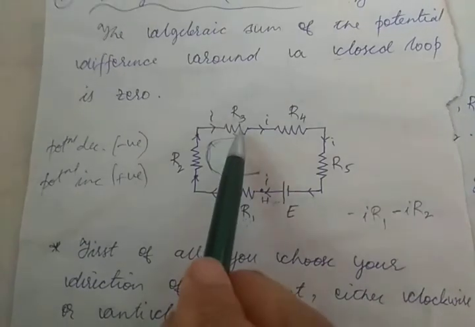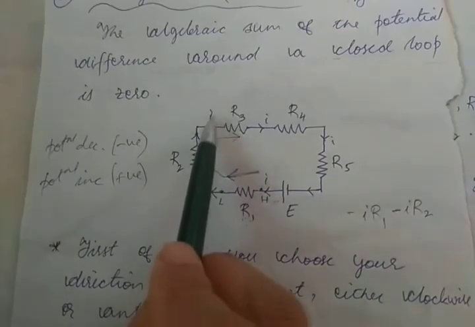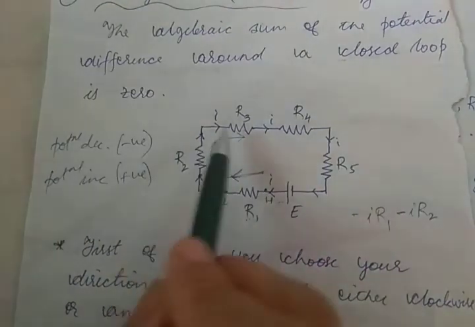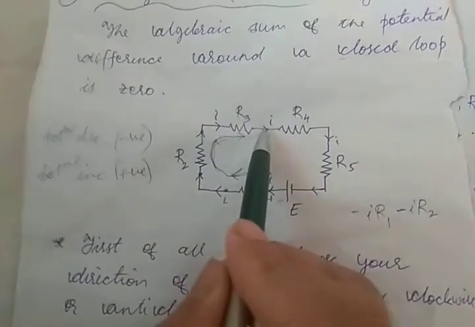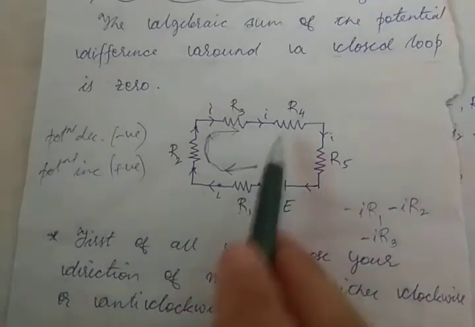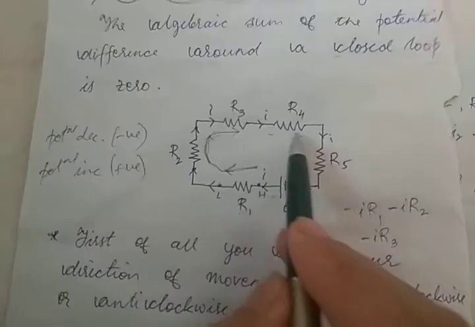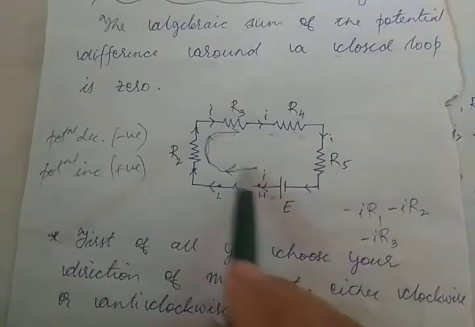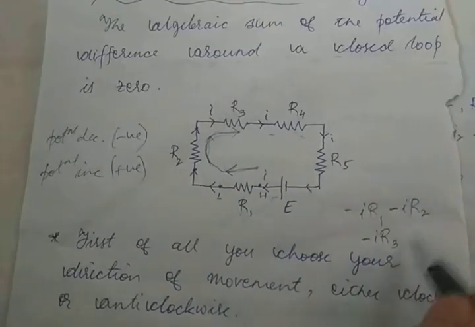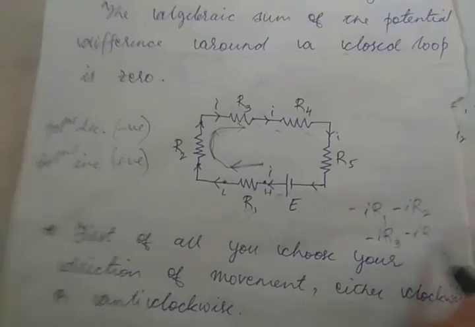Likewise, resistor R3, the current flowing still is I. We are moving in the clockwise direction, and we are again moving from higher potential to lower potential. So the potential difference across R3 will also be minus IR3. Then we come across R4, the same story. We are moving in the same direction, again from higher potential to lower potential. So this is minus IR4.